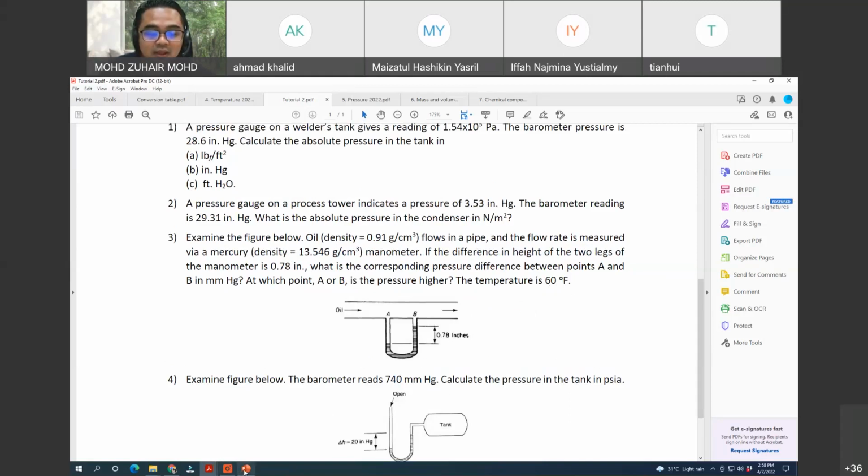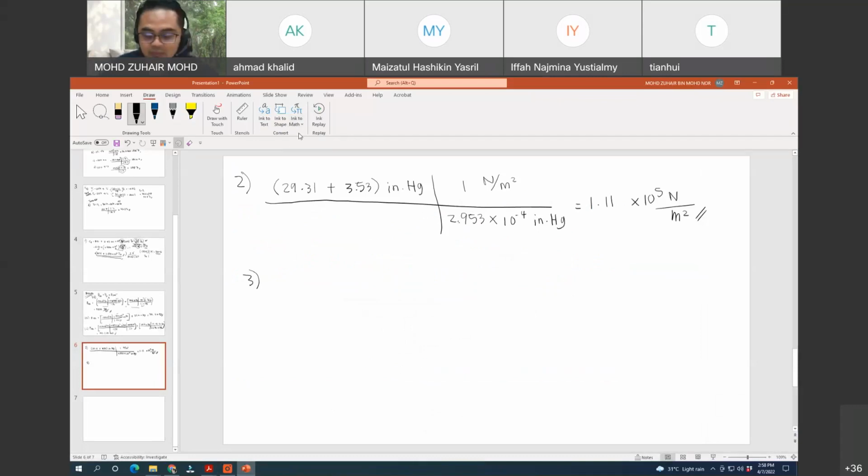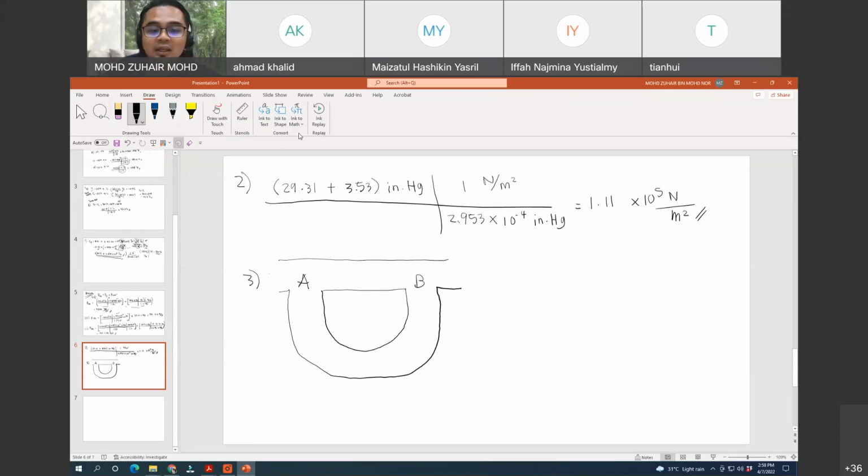So let's just try. This is just using the formula. Okay. So I'm just going to draw again. This is the ductile or the pipe which we have. I'm so sorry because of my drawing. Okay, so we have something like this. This is point A. This is point B. And then the flow will go from point A to point B with the oil density of 0.91. Okay, so it will flow to point B.